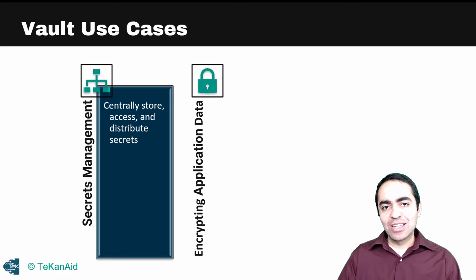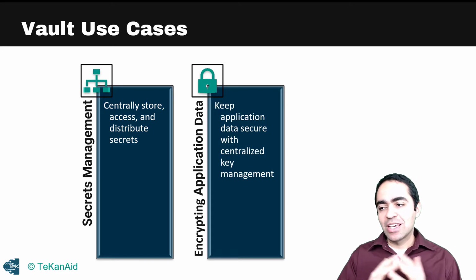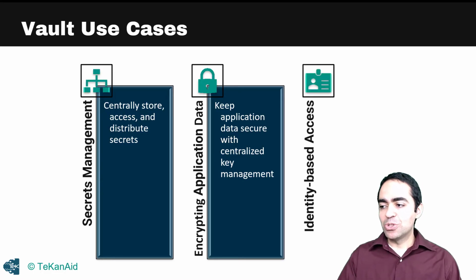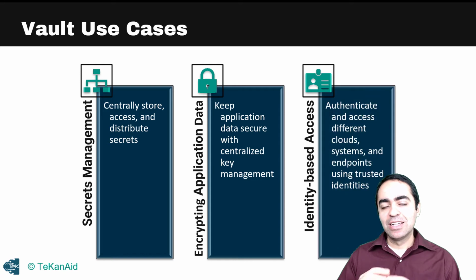The second use case is encryption, or encrypting application data. So the idea here is keeping the application data secure and centralizing the key management for the encryption keys inside of Vault. The third use case is identity-based access, and this is the idea of making Vault a broker of identity, so that you can authenticate inside of Vault, and that will give you the ability to authenticate into different clouds and system endpoints, again, via Vault.